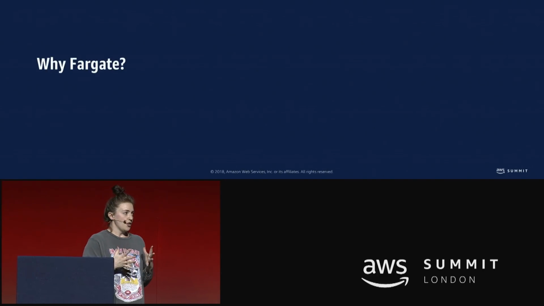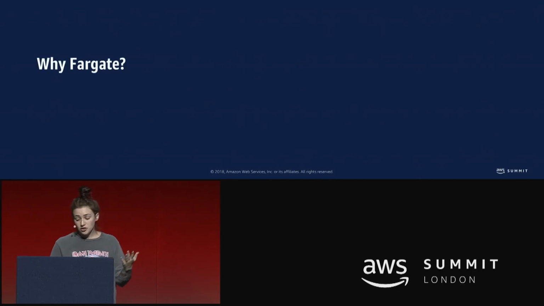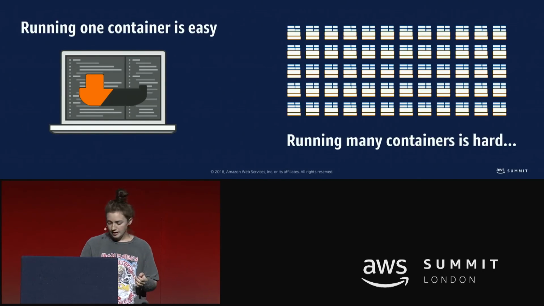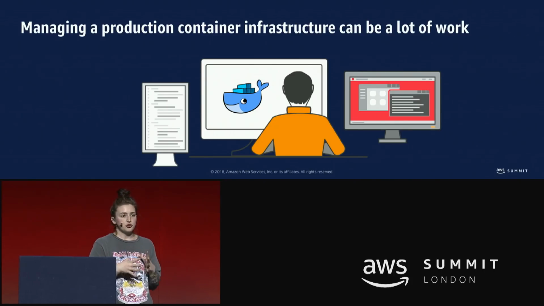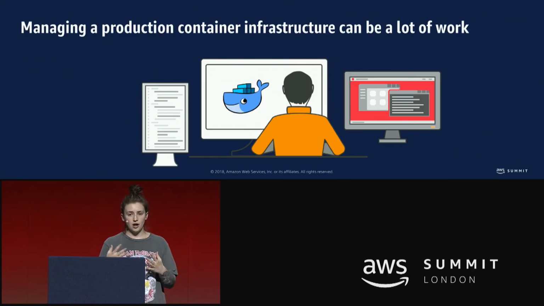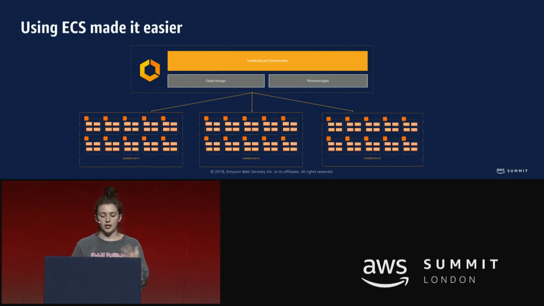Is that there were still problems even with orchestration tools that I'm trying to solve. So remember this. Managing a production infrastructure can be really a lot of work, because beyond kind of the orchestration piece, there's still a lot of like hands-on pieces that go into that.